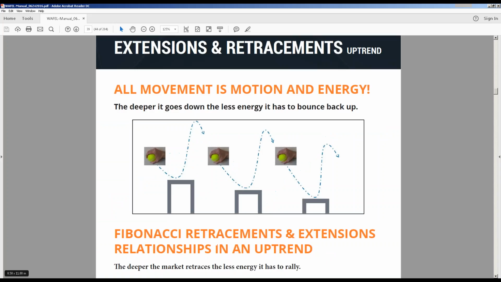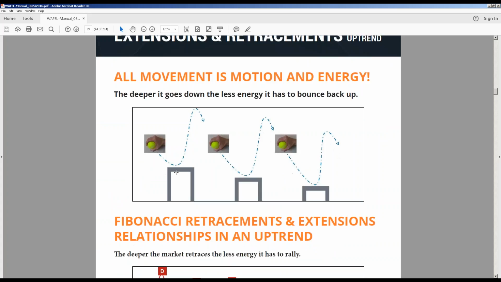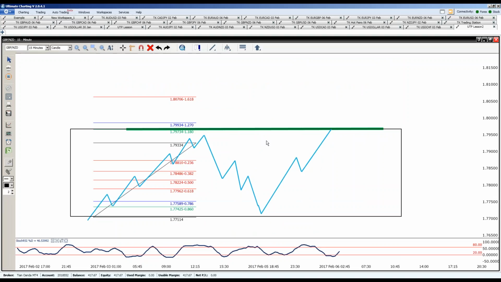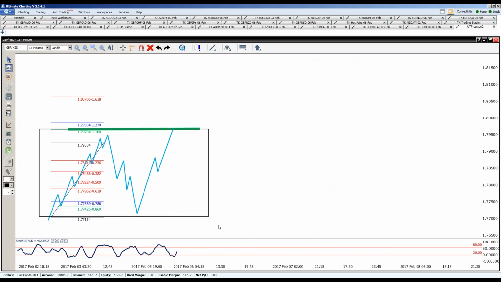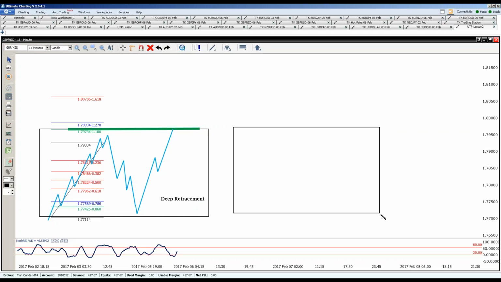Okay, fantastic. Right, now if you get a shallow retracement, then the market is expected to move to the 1.618. To give you another example, there we go. That's an example of a deep retracement. And here's an example of a shallow retracement.